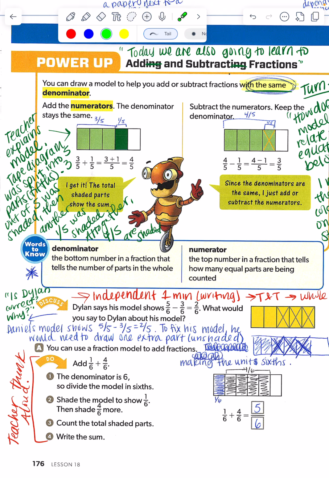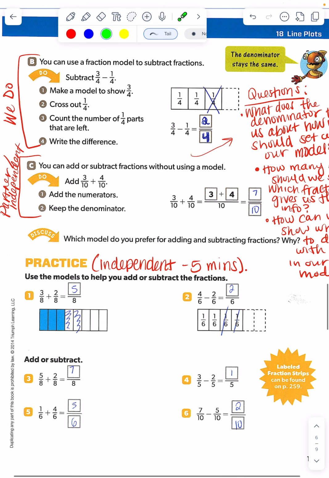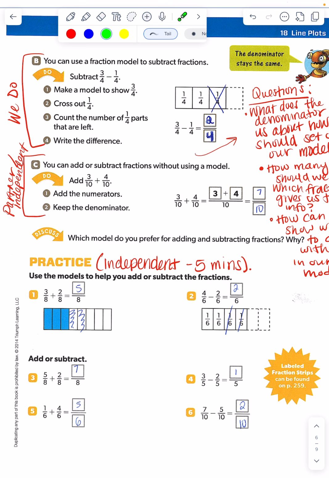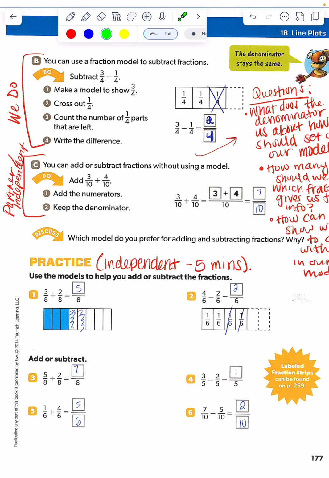If Dylan wanted to make a correct model, it would look like this. 6 total pieces, because the fraction that we were supposed to work with was 5/6. 5 of them should be shaded in, and then 3 of them should be taken away. Once you have modeled those 2 questions, then you can release students to work on the practice problems. If students are struggling, you can also go over B and C with them before you release them to their independent practice. But if they get it, they can do this entire page on their own or with a partner.